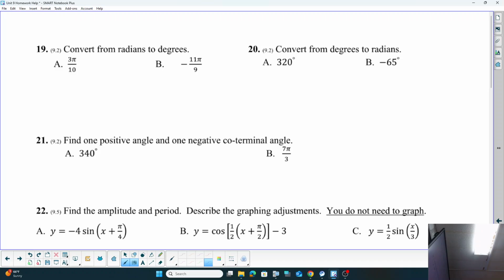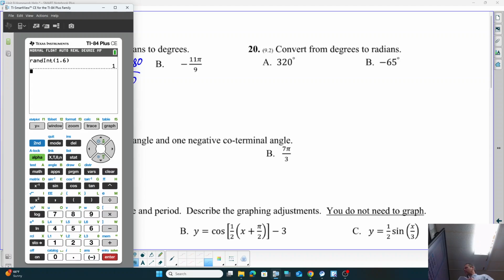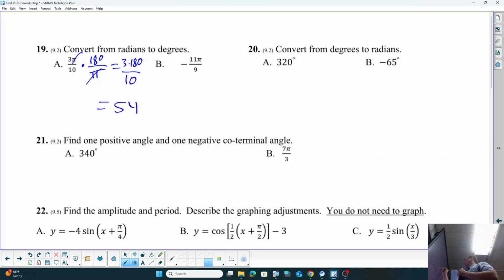So let's finish. Convert from degrees to radians, radians to degrees. I'm going to do A because I think B is on Canvas. So convert radians to degrees: you just times by 180 and divide by pi. Because a degree doesn't have a pi in it, they're going to cancel. So now we get 3 times 180 divided by 10. We can plug that into our calculator or do it by hand. Is that 54? 54 degrees.